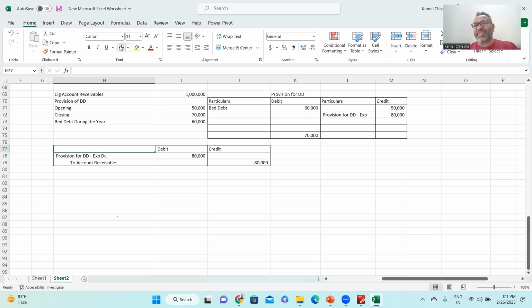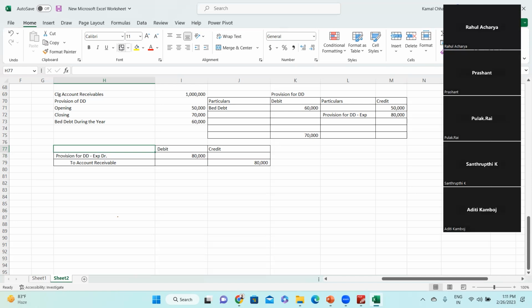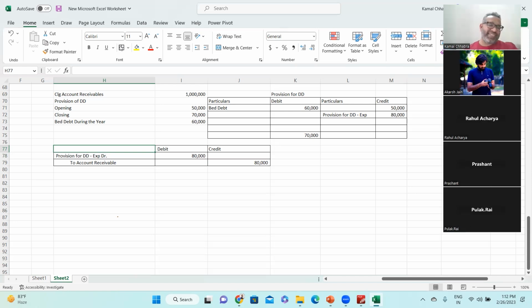Who all have studied it in 11th standard in commerce? P&L to provision for doubtful debts. Do you know provision for doubtful debt is a contra asset? Have you heard this term before? Provision for doubtful debt is a contra asset. What is a contra asset?